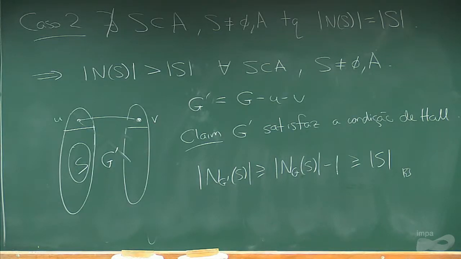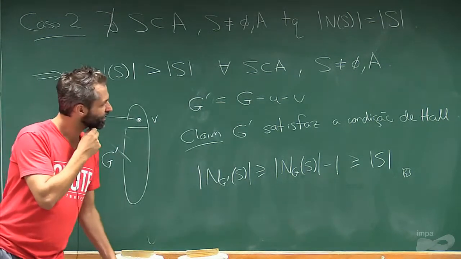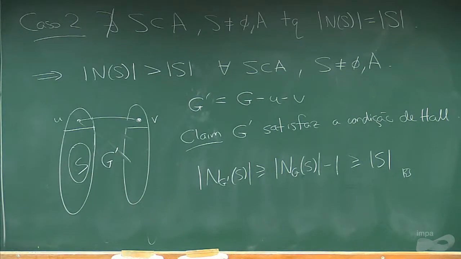So a question. When do you get a perfect matching in a random graph?